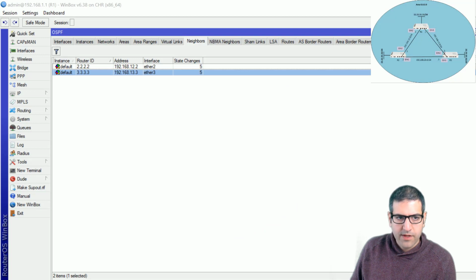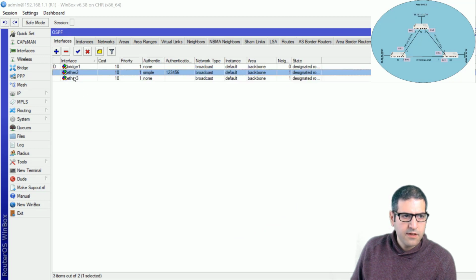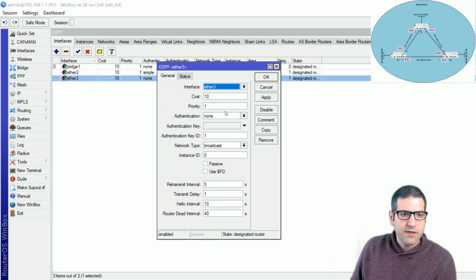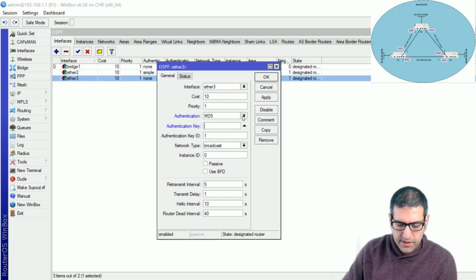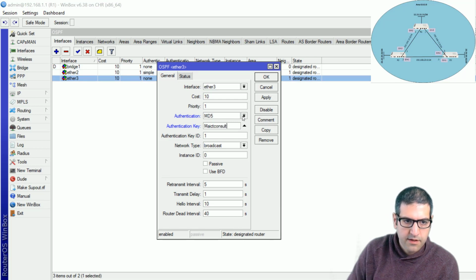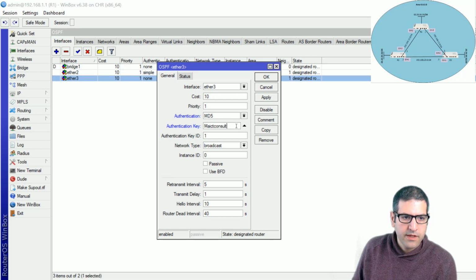Okay, I will go to router 1, inside interface. I go to Ethernet 3, and then from here I will put the authentication MD5. We will put it MAICT consult. By the way, if you don't want this to be shown, you can just go here to settings and say hide password.